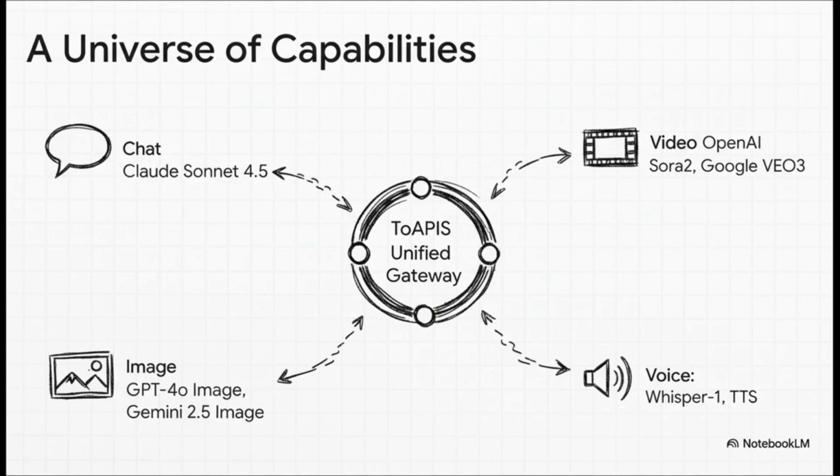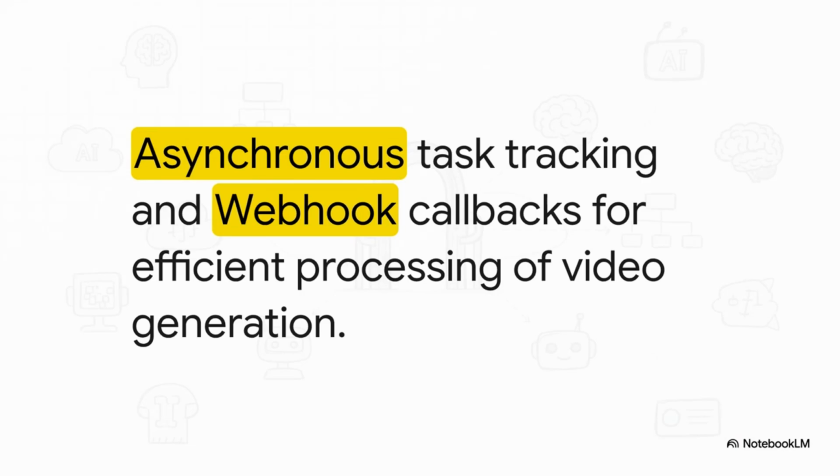Now, for the more complex stuff like video generation, which can take a while, the platform has some really critical developer-friendly features built in. It handles these big jobs as asynchronous tasks and uses webhook callbacks. So what does that actually mean? It means your app can just fire off a video request and then go do other things. It doesn't have to sit there and wait. When the video is finally ready, it gets a little notification. It's just a way more efficient way to handle those long-running tasks.